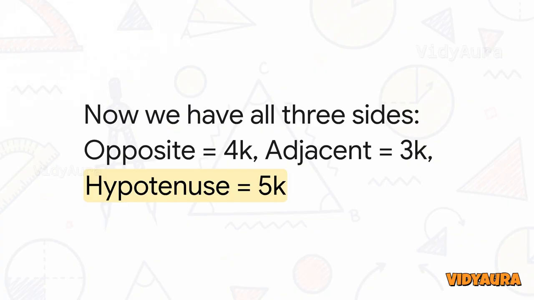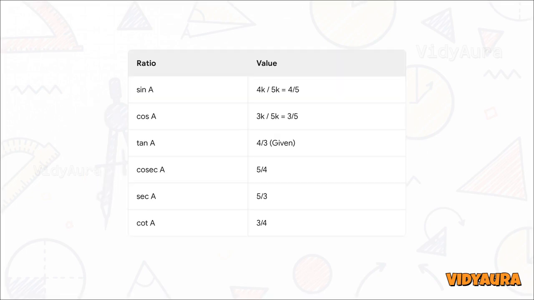Now we have all three of our sides labeled. The opposite is 4k, the adjacent is 3k, and the hypotenuse is 5k. Finding the rest of the ratios from here is going to be a piece of cake. And here they are. We just plug our side lengths into the definitions. Sine A is opposite over hypotenuse, so that's 4k over 5k, which simplifies to 4 over 5. Cos A is adjacent over hypotenuse, which is 3k over 5k, or 3 over 5.